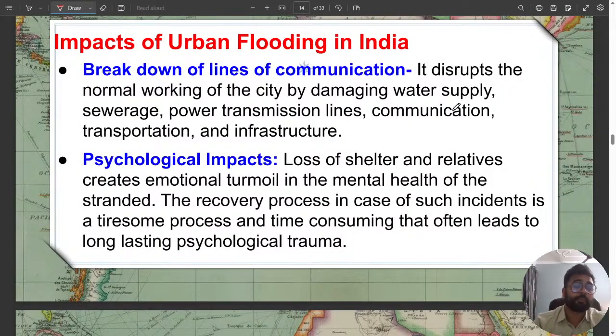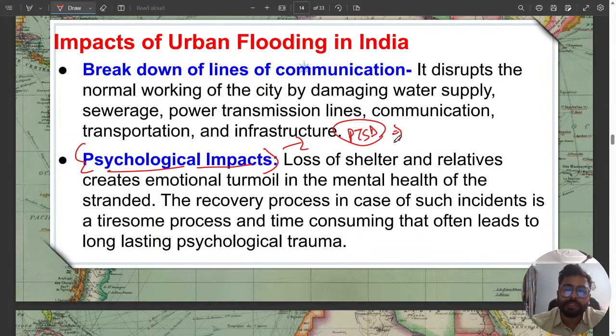Then another impact is that it will break down the communication lines. It will disrupt the normal working of the city by damaging water supply, sewerage, power transmission, communication and transportation. All these sectors will be impacted due to urban floods. And yes, last but not least, the psychological impact, like PTSD, post-traumatic stress disorder. For example, can you measure the loss due to floods for a person whose building has collapsed?